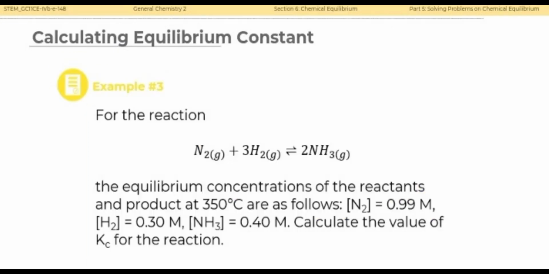Example number 3. For the reaction of 1 mole nitrogen with 3 moles hydrogen forming 2 moles ammonia, the equilibrium concentrations of the reactants and product at 350 degrees Celsius are as follows. Nitrogen concentration equals 0.99 molar, hydrogen concentration equals 0.30 molar, ammonia concentration equals 0.40 molar. Calculate the value of equilibrium constant for the reaction.